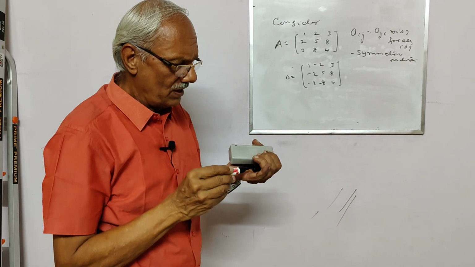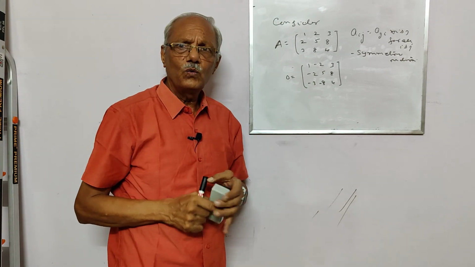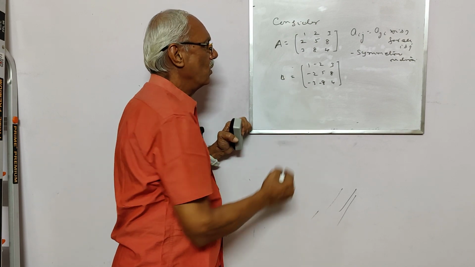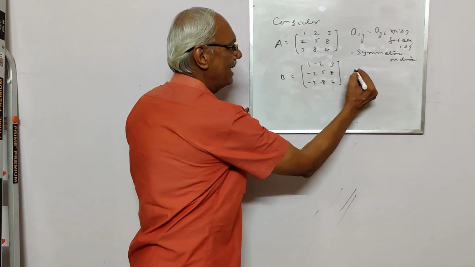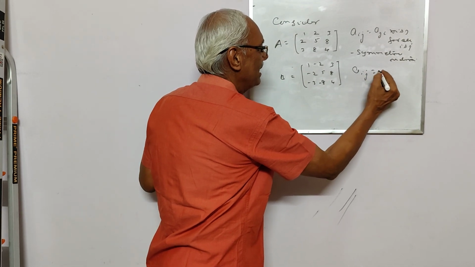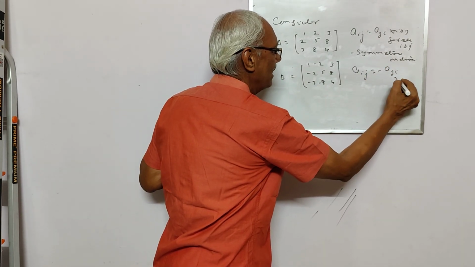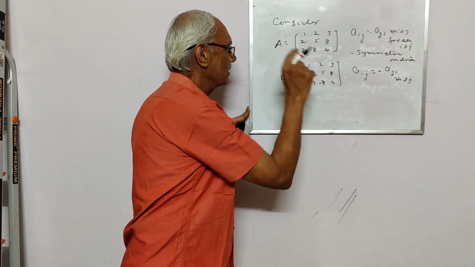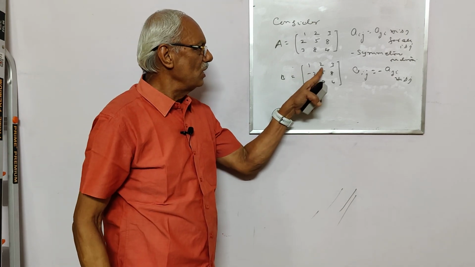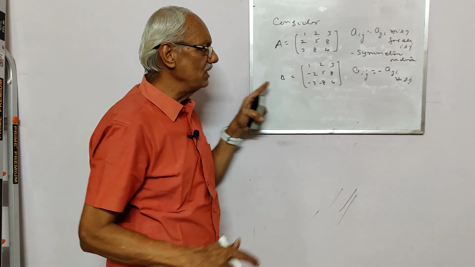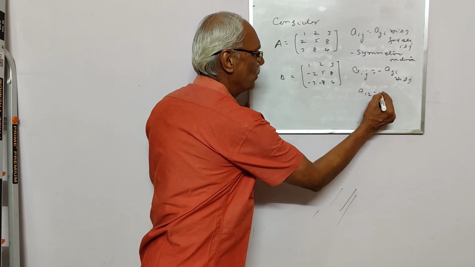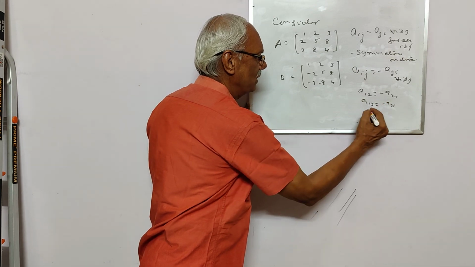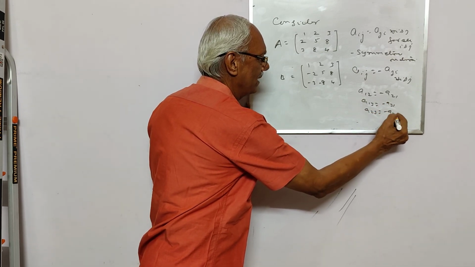Symmetric matrix. Now let me take the next one here. What is that you find here? B matrix. What is the difference that you find? I will write here Aij is equal to minus Aji for all i and j. Here A12 is equal to minus A21. A13 is equal to minus A31. A23 is equal to minus A32.